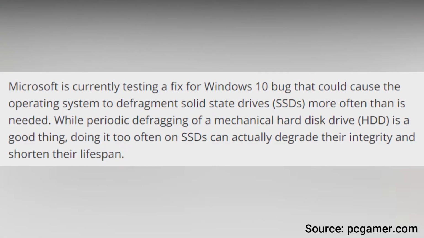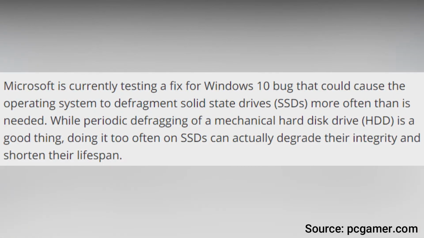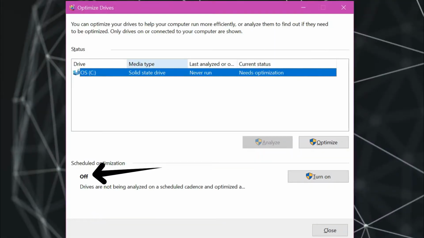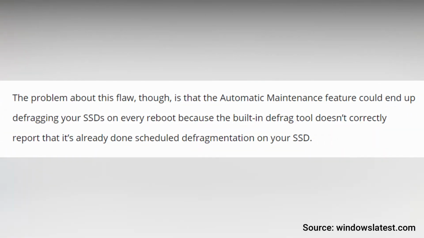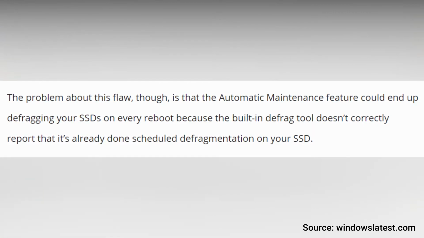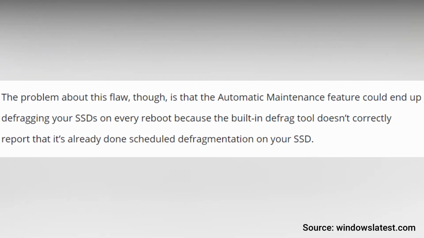And there is a bug on Windows 10 that the operating system defragments solid-state drives more often than is needed, which is bad. That's why I turned off scheduled optimization temporarily, because I have an SSD here. Because the automatic maintenance feature could end up defragging your SSDs on every reboot, because the built-in defrag tool doesn't correctly report that it's already done scheduled defragmentation on your SSD, which is bad when you turn it on.